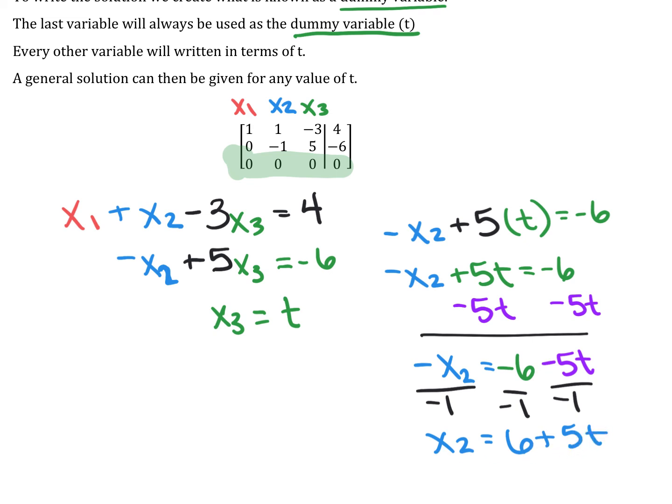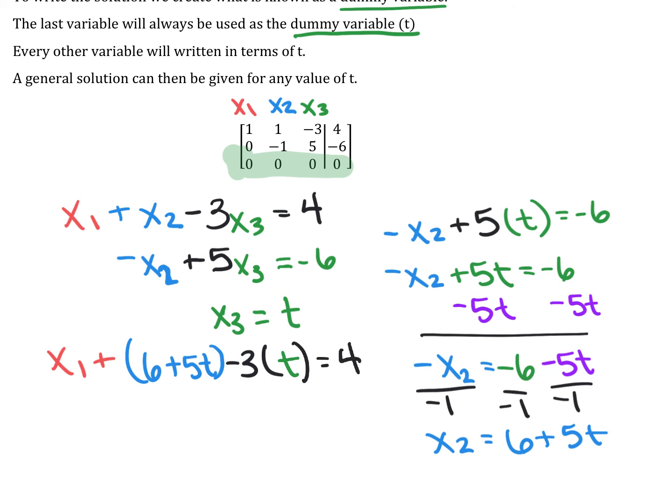So using the dummy variable, I have x3 written in terms of t, and I have x2 written in terms of t. I'm going to go back and write x1 in terms of t now. So now I have x1 plus x2, using this equation right here. But x2 is equal to this right here, so I'm going to plug in 6 plus 5t for x2, minus 3 times x3. But again, remember, x3 is equal to just t. All of that has to equal 4.